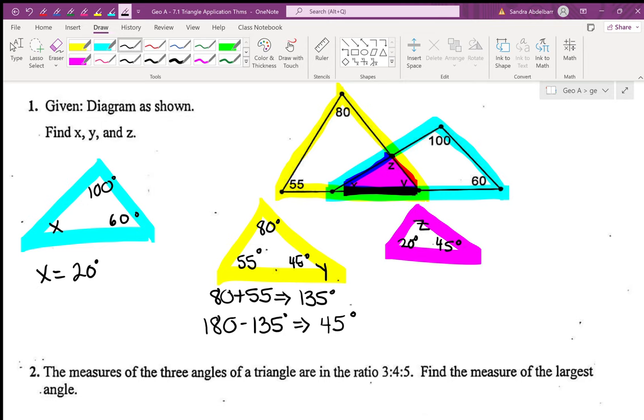So we're going to do it the same way. We're going to add the two angles that we have. We're going to say 45 plus 20 is 65. Then we're going to do 180 minus 65. And we're going to end up with 115.